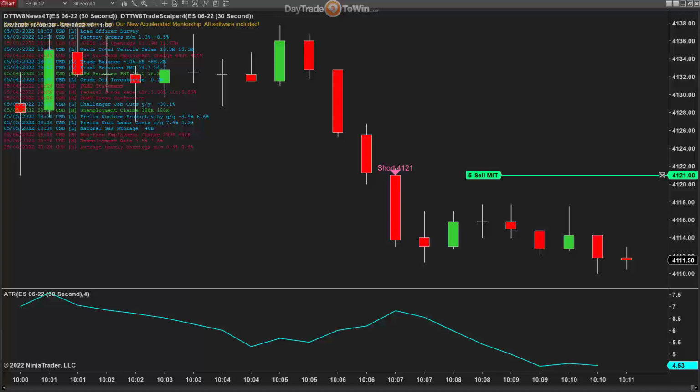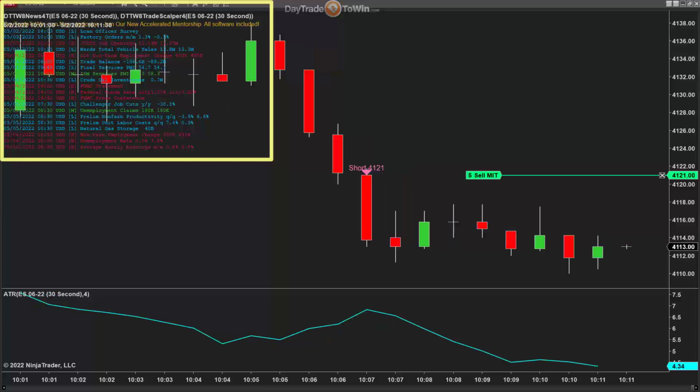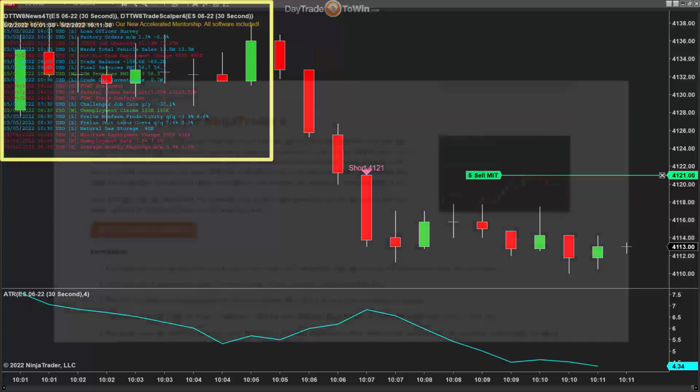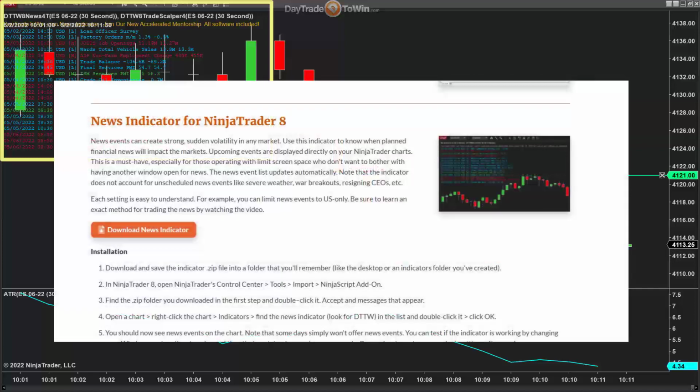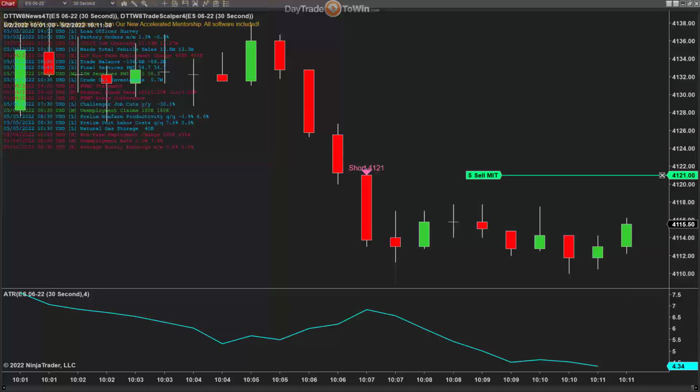Now, in addition to this, you may ask yourself, do we have news? So on the left-hand side, you'll see a news indicator that I provide to the traders. I also provide a live free demo for it as well. So you can download that accelerated mentorship software, which is the news indicator, for free. Check it out, because it's important to know when these economic reports come out so you're not caught in a chaotic move.